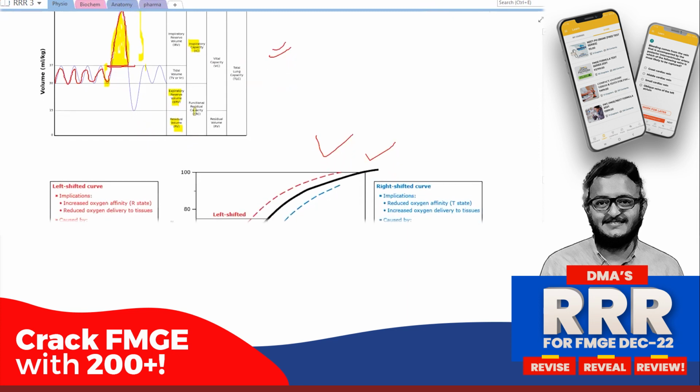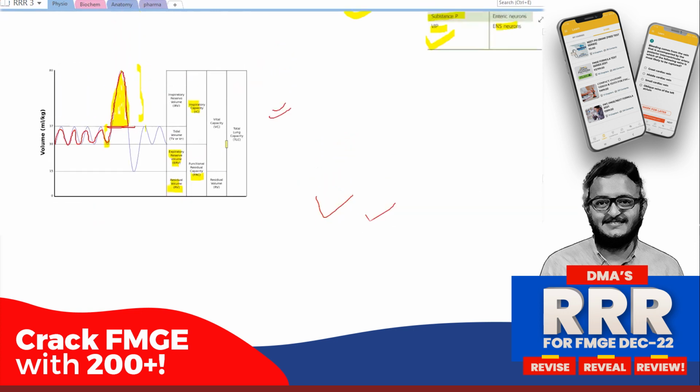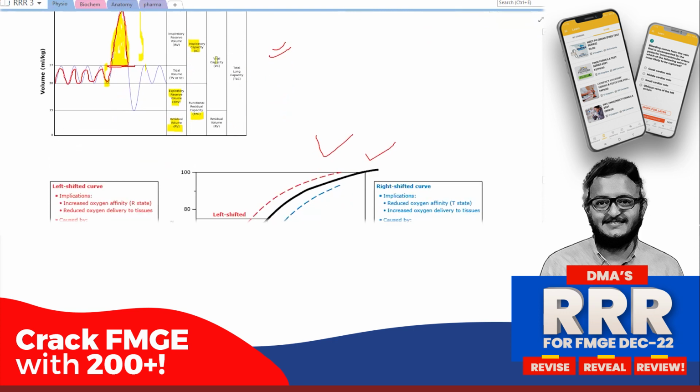Then there is the functional residual capacity, that is the FRC. Simple. What is FRC? FRC is expiratory reserve volume plus residual volume. Simple. And finally, I will tell you what the vital capacity is.